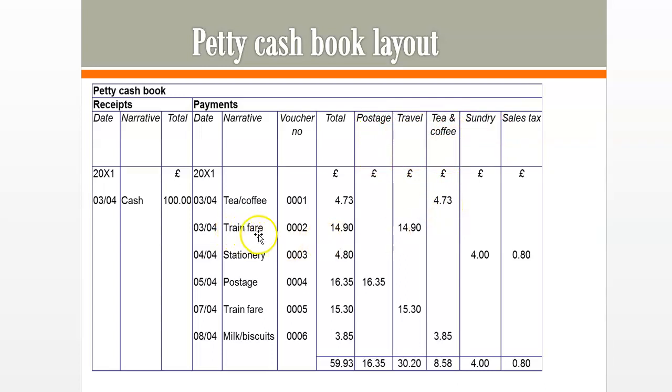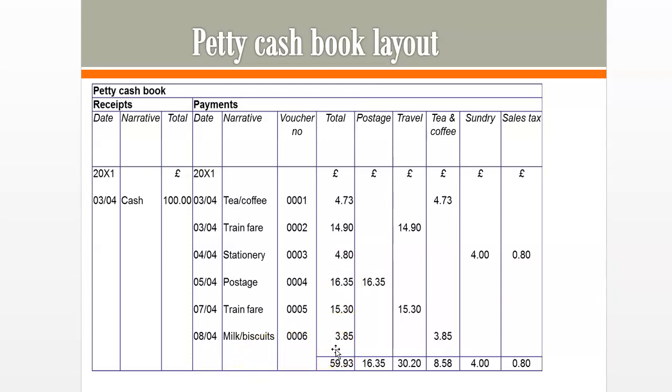Then you spend money for train fare, so you put it under travel. Then you spend money for stationery, so you put it under sundry, because there is no column for stationery. Sundry means miscellaneous. Anything you cannot classify, you will put under sundry. If any value has VAT on it, the VAT and the net value will need to be recorded separately. And once all the items are recorded, you will calculate your balance.